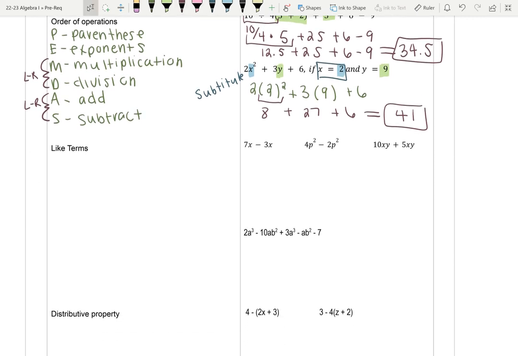Next is like terms. Again, most of this should be a review. Like terms have to have the same variable.